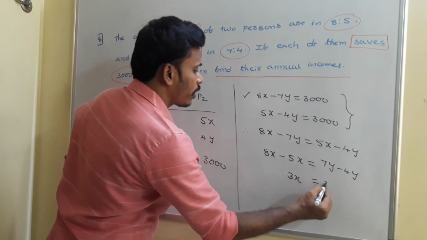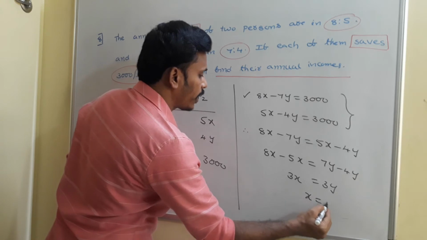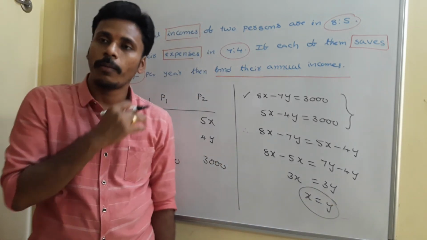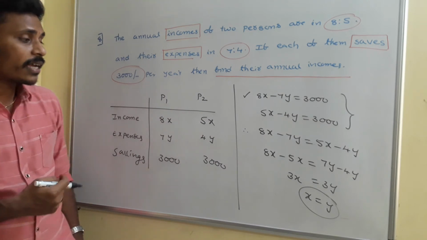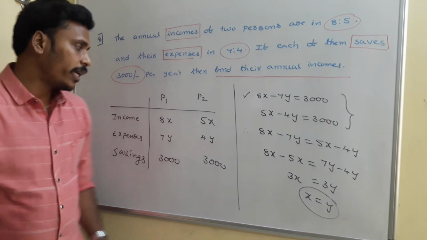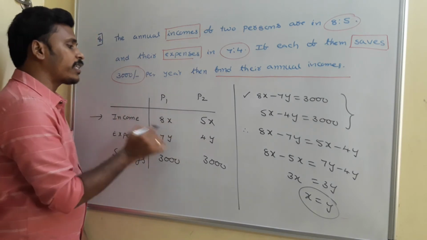This is 3x and this is 3y. 3 will get cancelled, and you are left with x is equal to y. A good thing here, okay? x is equal to y. Since x is equal to y and I need to find the annual incomes, incomes means 8x and 5x.